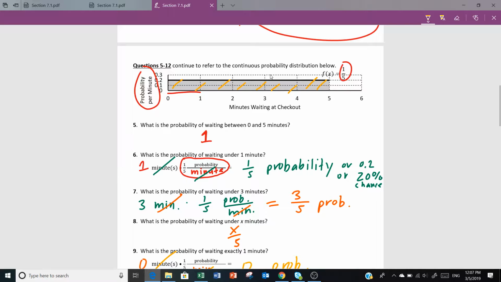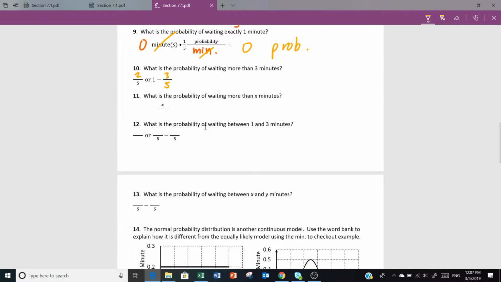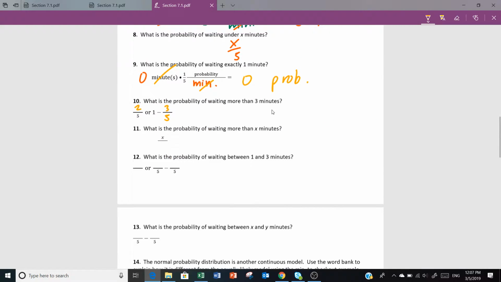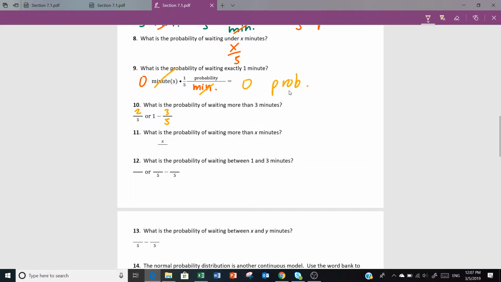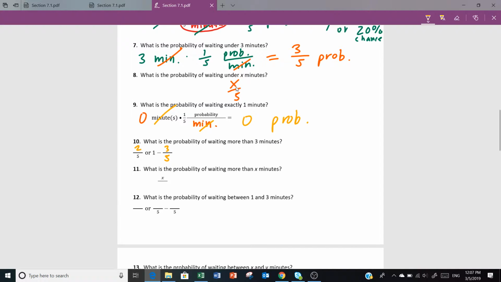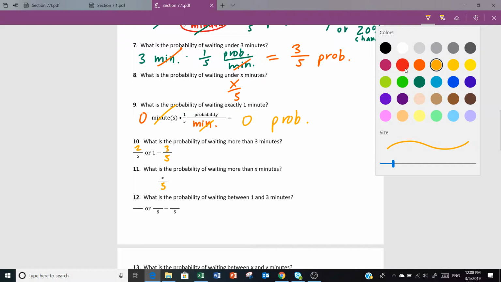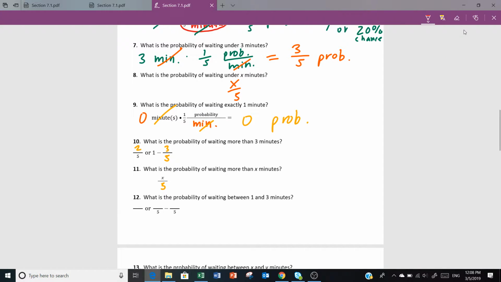So let's now answer this next question here. What's the probability of waiting more than x minutes? Well, the probability of waiting less than x minutes was x over 5. What's the probability of waiting more than x minutes? Good. So we know under x minutes is x over 5. If we're waiting over x minutes, it would be 1 minus x over 5.